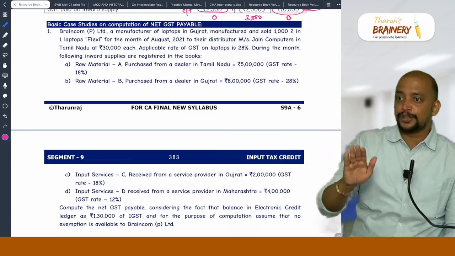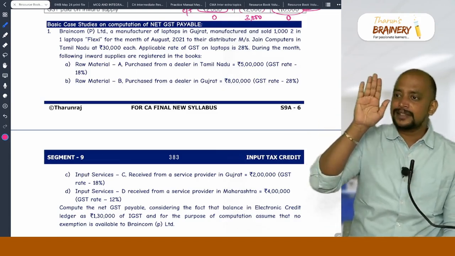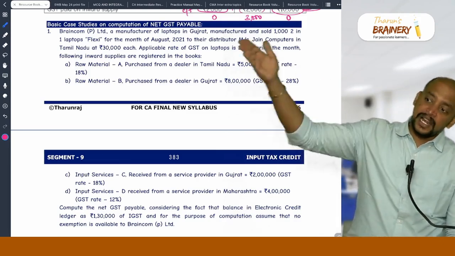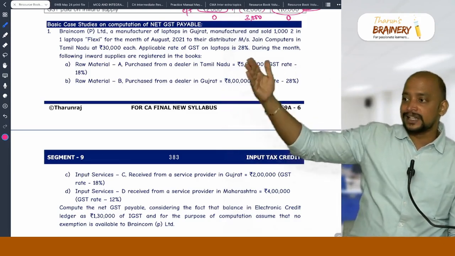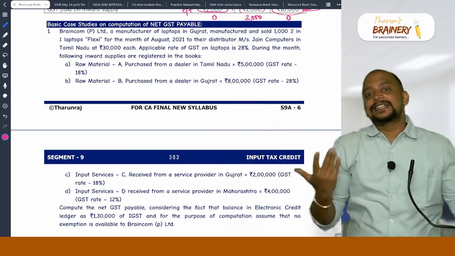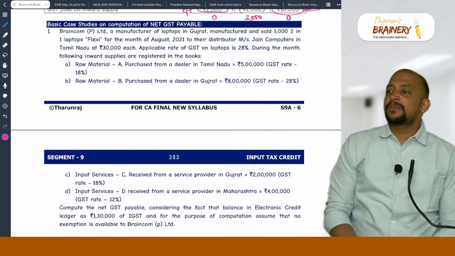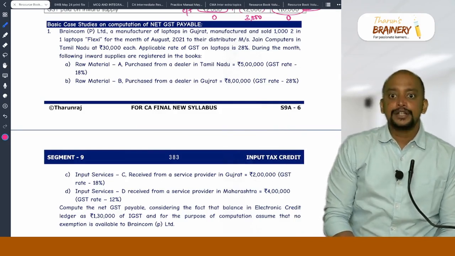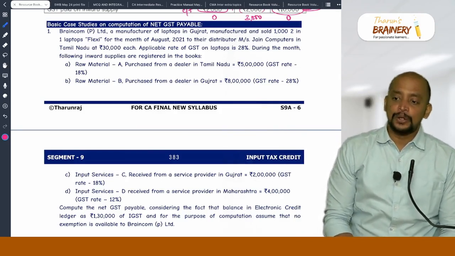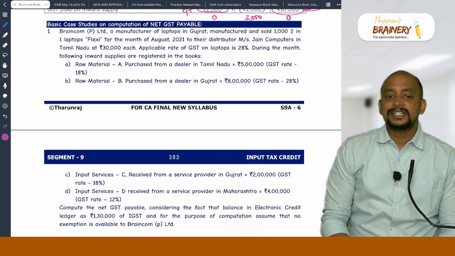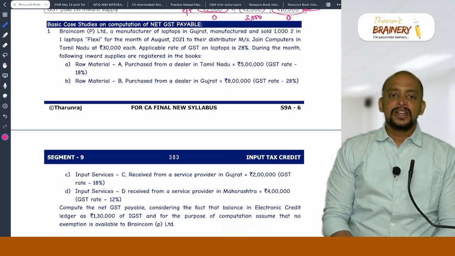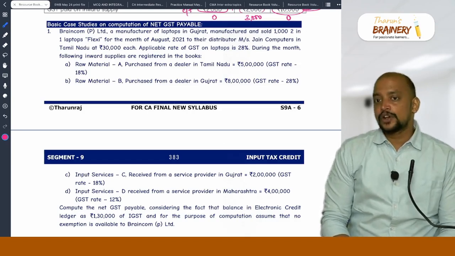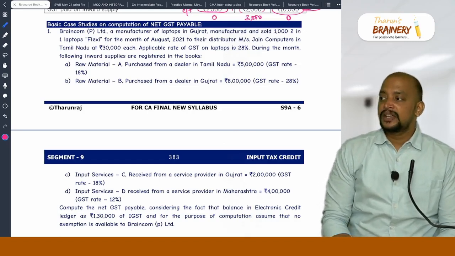So you step into the shoes of Braincom. Where is the supplier? Where are you located? Gujarat. And what is the ending point of the goods that you are selling? Tamil Nadu. So it is an interstate supply. Interstate supply means what is the liability? IGST liability. Okay. So now go to the table below. I have given the format. Just update there itself. So in IGST column, you need to update gross GST payable.